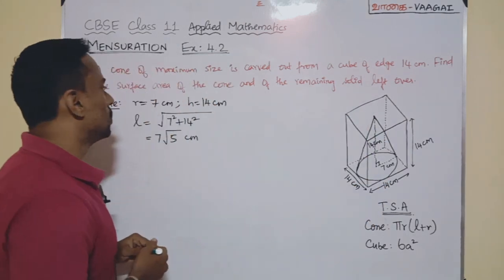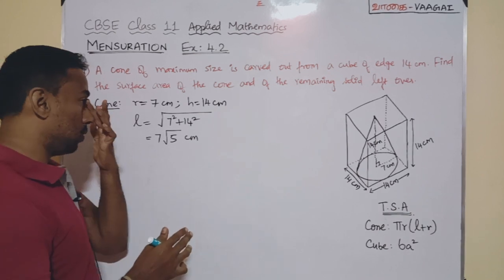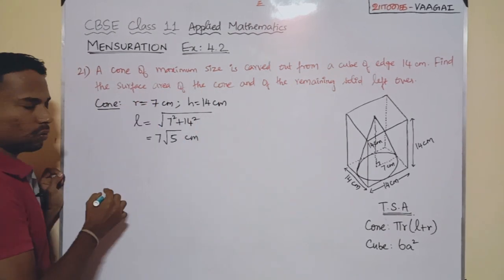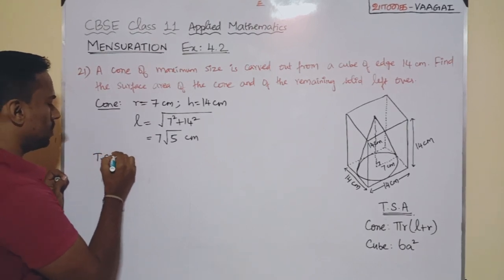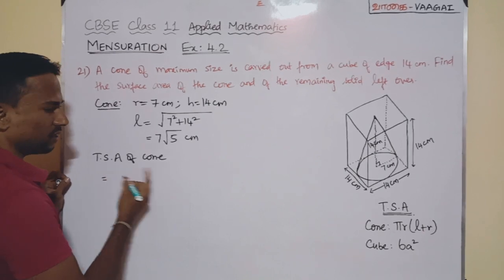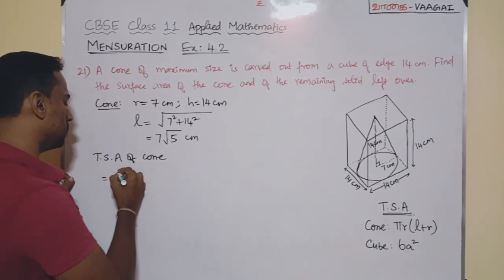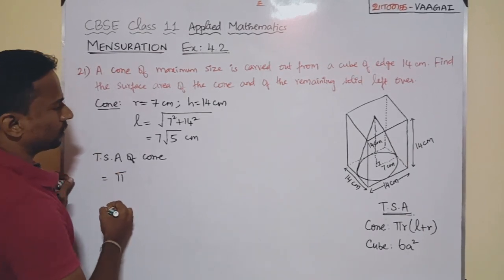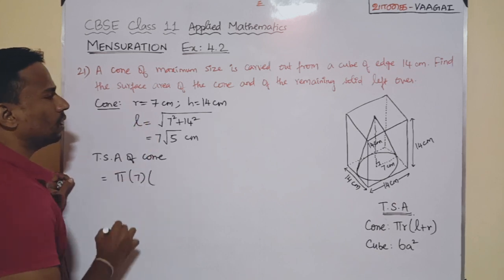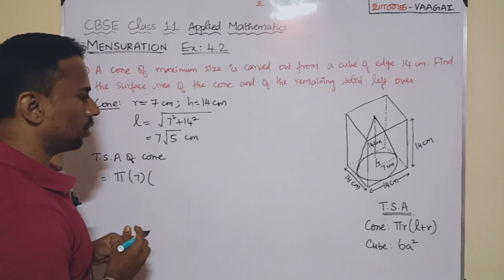So let's find out the answers one by one very clearly. First, we will find out the total surface area of the cone. So TSA of the cone, we will find it out. We have the formula ready available with us: pi r into L plus r. So pi into, what about r here? R is going to be 7, into L plus r.